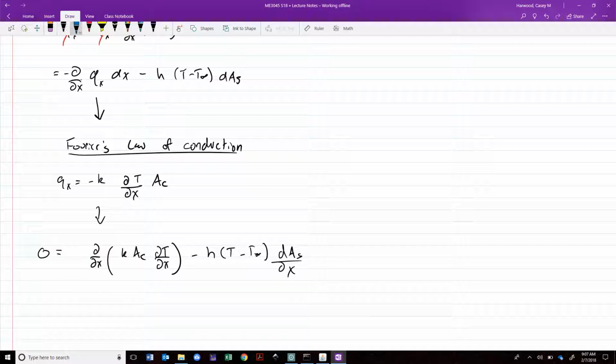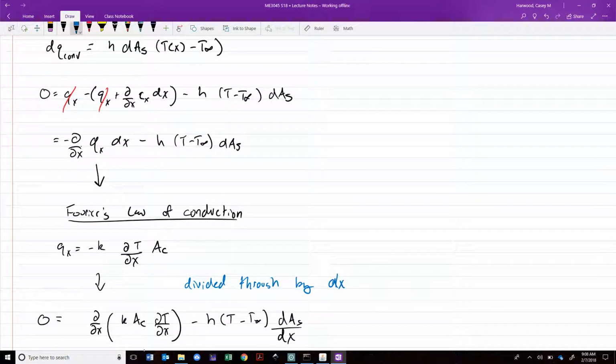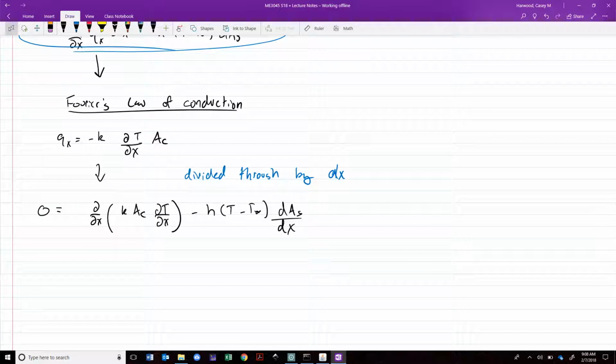I should note here that we divided through by dx. Okay, everyone with me so far? I just plugged in the rate equations from chapter 1, and I divided this whole thing by dx. So it came out here, and it went under our dAs.